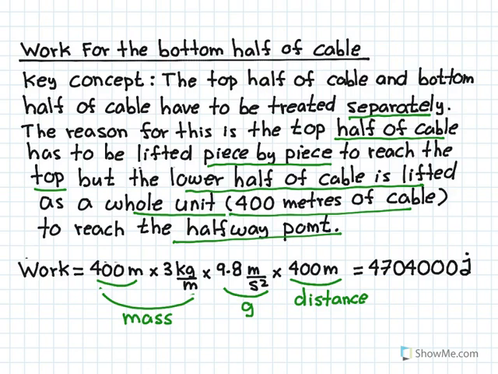400 meters of cable times a linear density of 3 kilograms per meter gives us the mass of the 400 meters of cable that has to be lifted 400 meters. And gravity is 9.8. Multiply these numbers, force times distance, and we get 4704 with 3 zeros joules. So now let's set up a definite integral and see if we get the same answer.